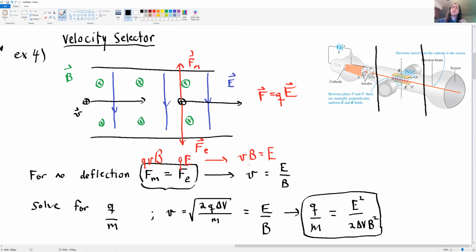If they're moving slower, then it's going to be the electric force that's bigger and will deflect the particles downward. Okay, so that's the idea behind this device. And you can see over here in the third part of the device, we can put a screen or any number of different things on that third piece to detect whatever it is that we want to detect, basically.